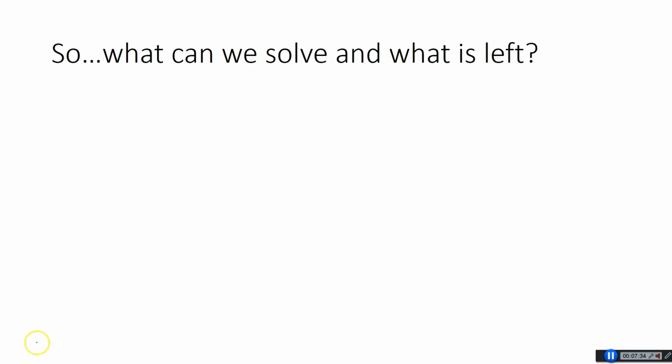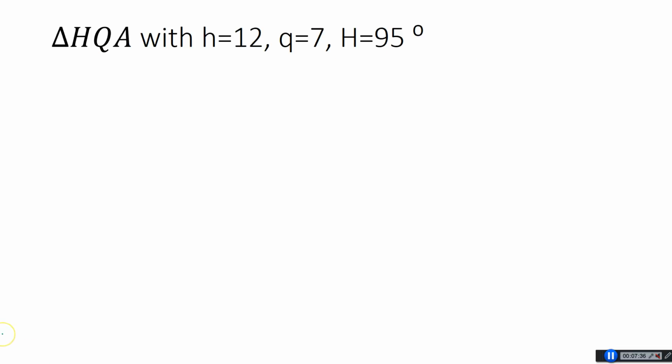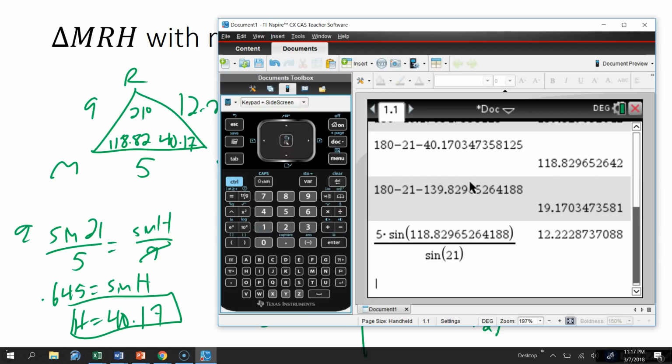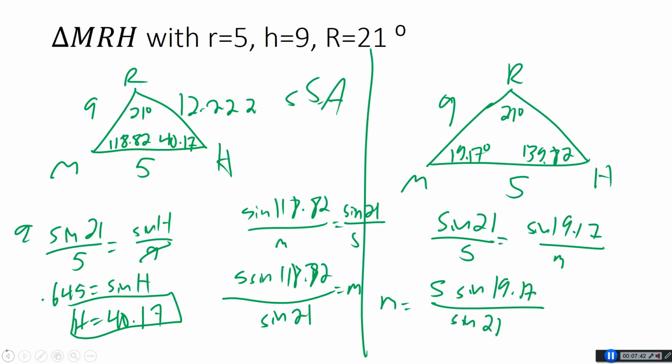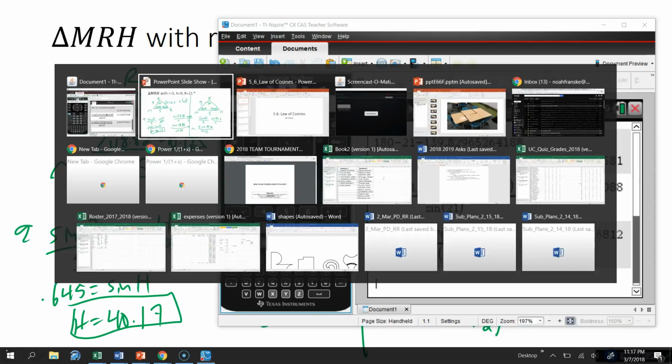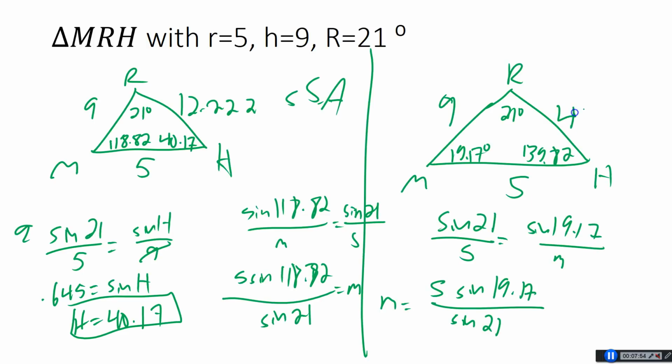Oh, keep jumping ahead. Okay. All right, so I'm going to do in my calculator here 5 sine of 19.17. There it is. And divide by sine of 21. That gives me 4.581. Small because it's across from the smallest angle.